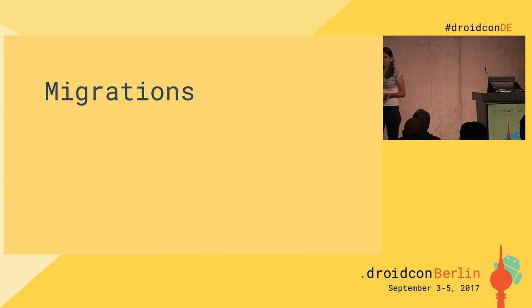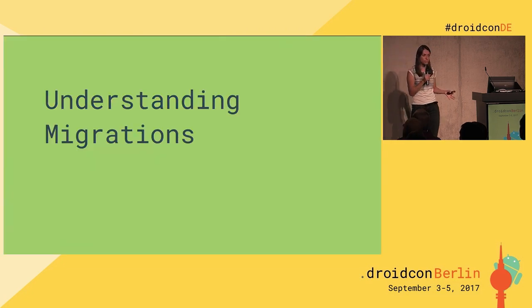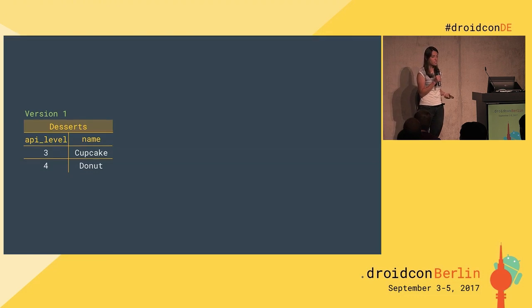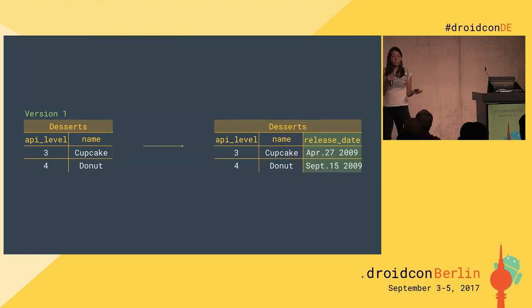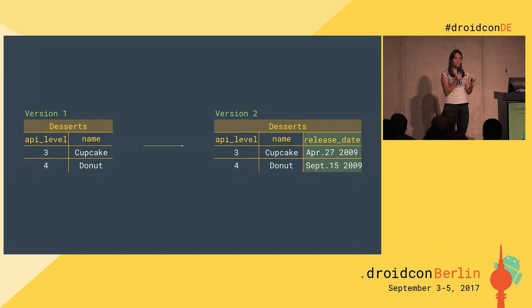Okay, let's see what's going on with migrations. Let's first understand exactly what migrations are and when you need to implement one. So the thing is that our applications are never static. They always evolve. They always change. And also the way we're storing the data tends to change. So if, let's say, initially we had this API level and the name, let's say that we also need to add another column, which is the release date. So this means that the schema changes. And if the schema changes, the version of the database needs to change. And if the version of the database needs to change, you should provide a migration.